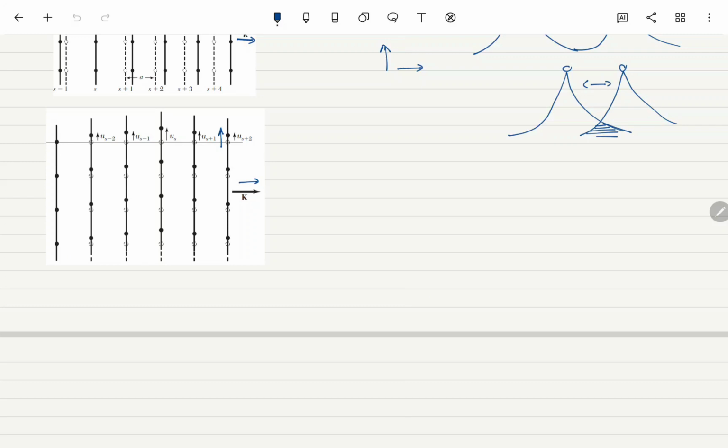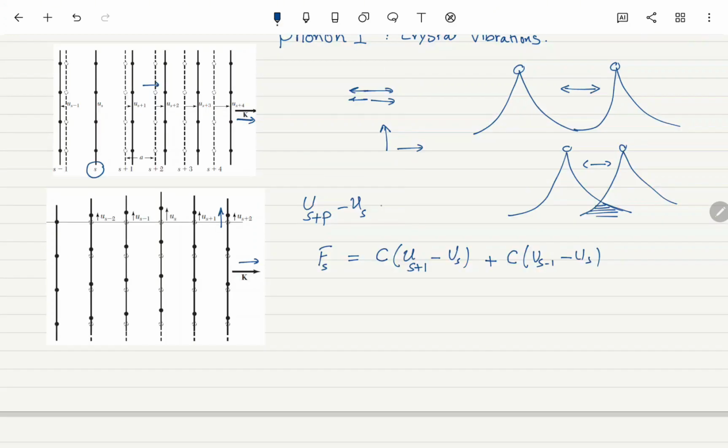Now, let's assume that the force on the plane, let's name it s, this plane here, caused by the displacement of the plane s plus p, is proportional to the difference u s plus p minus u s. For simplicity, let's consider only nearest neighbor interactions. So in this case, Hooke's law is equal to C, a force constant, times the displacement of plane s plus 1 minus u s, plus C times u s minus 1 minus u s.